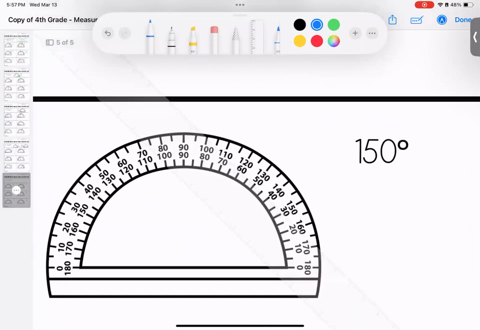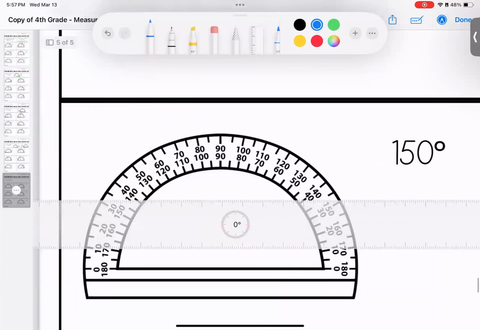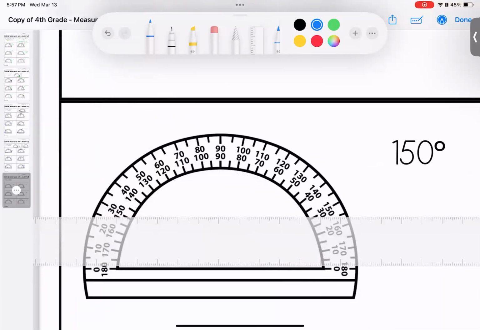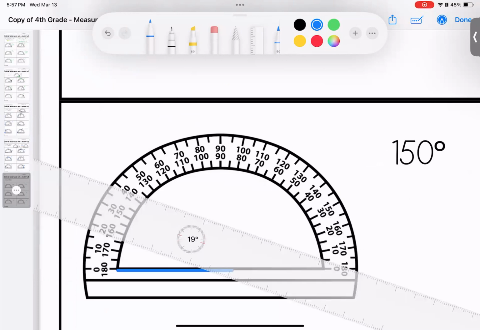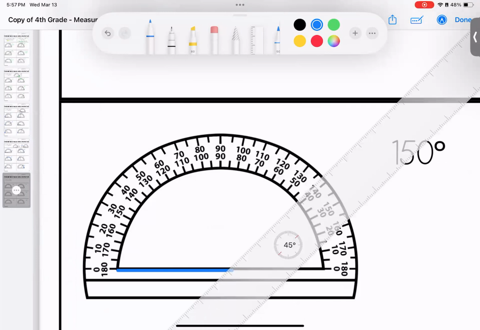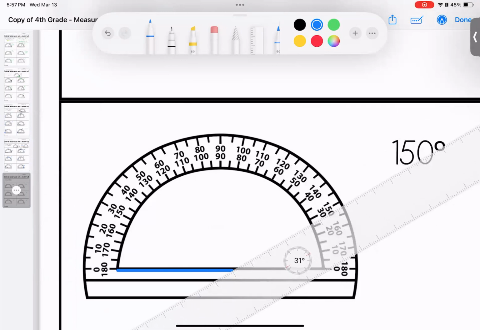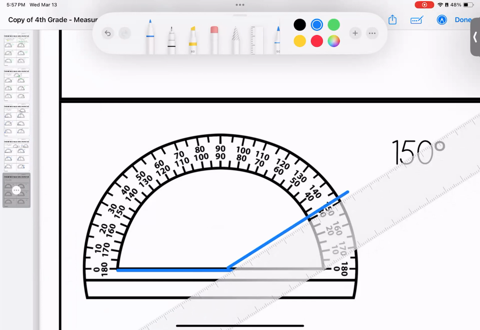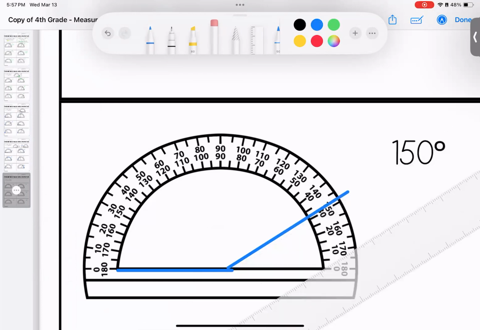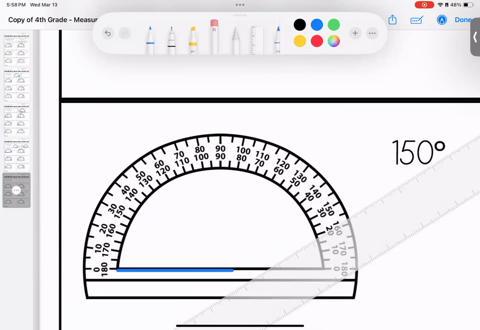So for this one, and I'm going to grab my ruler, 150 degrees. So I'm going to start with my line, and I want to use the outside numbers. You can use outside or inside, it's up to you, but I want 150 degrees. It needs to go right to there. Do your best. Let me do that a little bit better. Just a smidge better. Here we go.